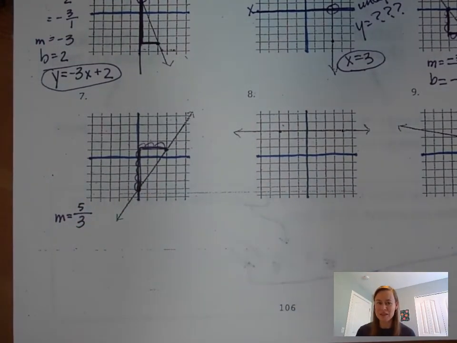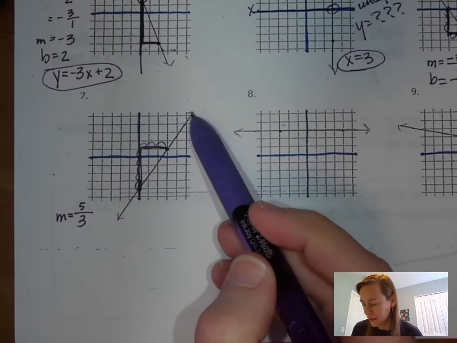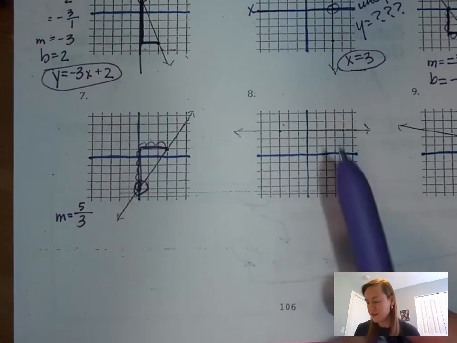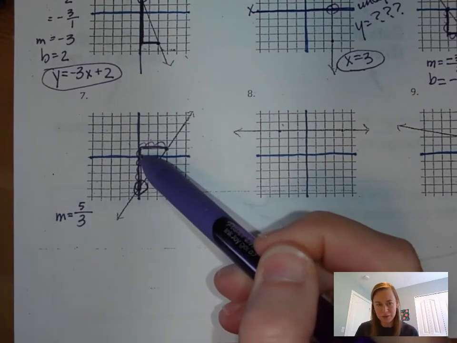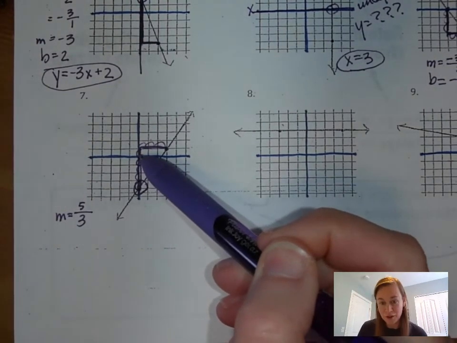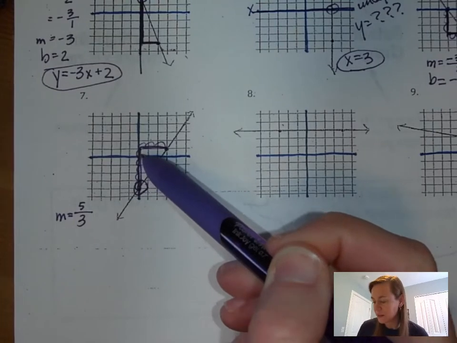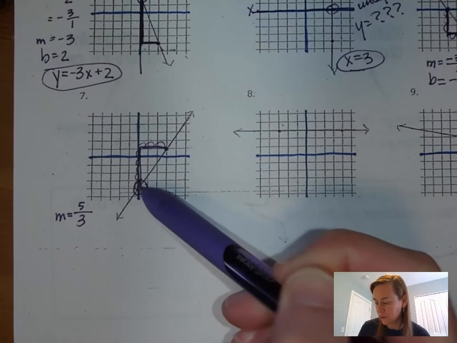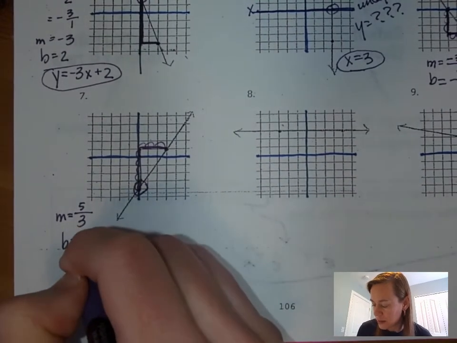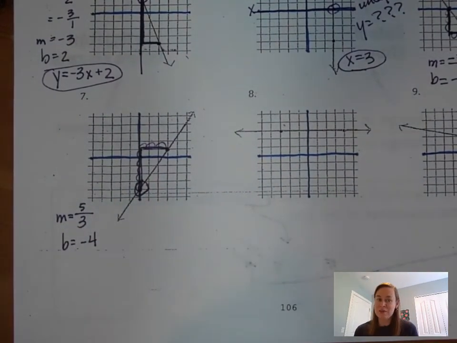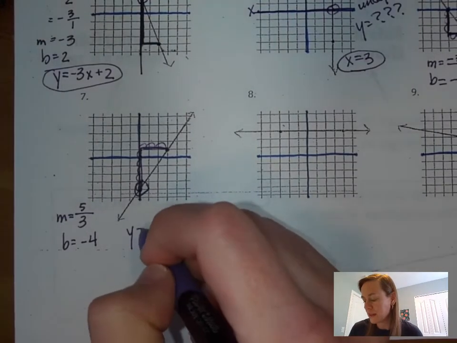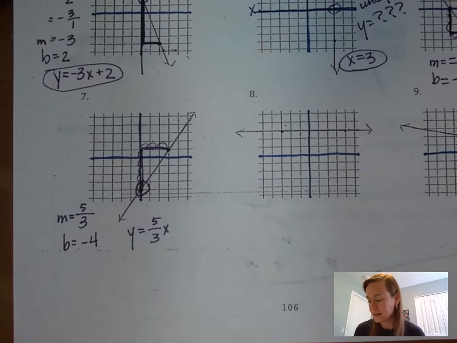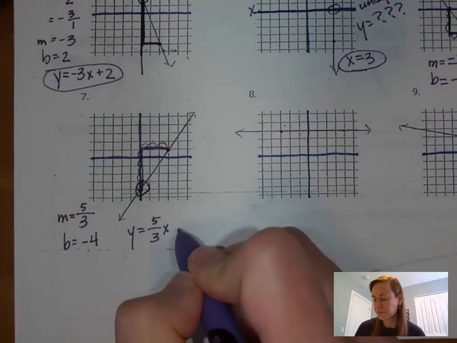Okay, slope is done. Let's figure out the y-intercept. Follow that line until it hits the y-axis, which it does right here. Now go back up to 0 and count down to figure out where on the y-axis it hits. So -1, -2, -3, -4. So I'm going to say b equals -4. And now let's write our formula. y equals 5/3 x minus 4.